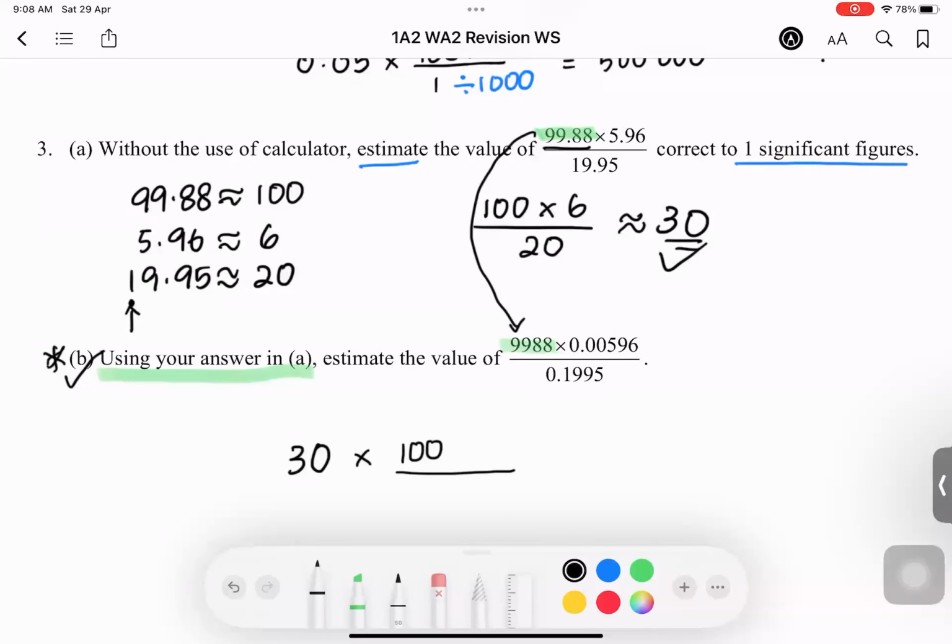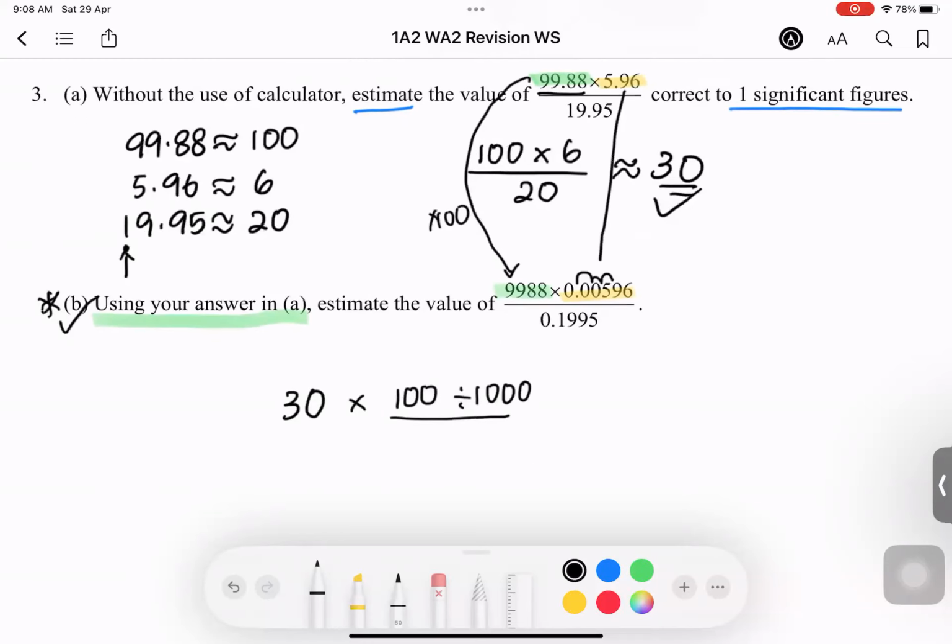Okay, then the next number, this is 5.96. How do I make it become 0.00596? What do I need to do? Times 1,000, or divide from 5.96. Divide by 1,000. Yeah, divide, right? 1, 2, 3. So this is divide by 1,000.